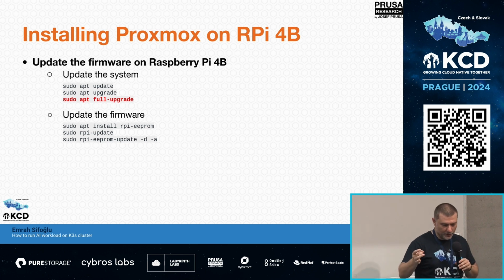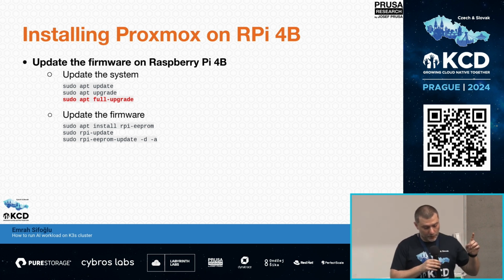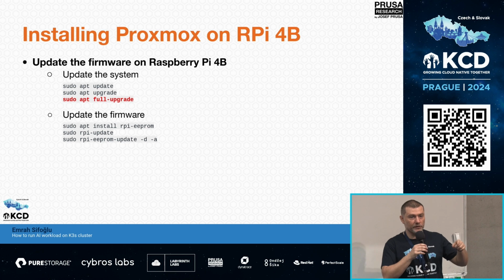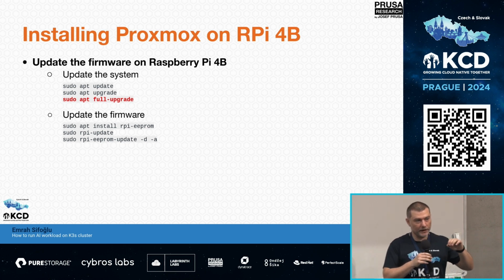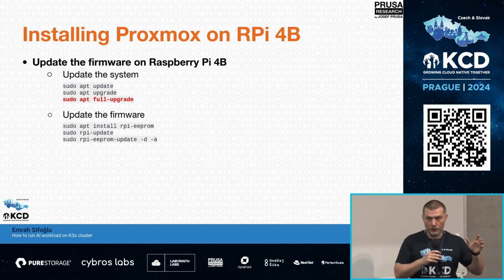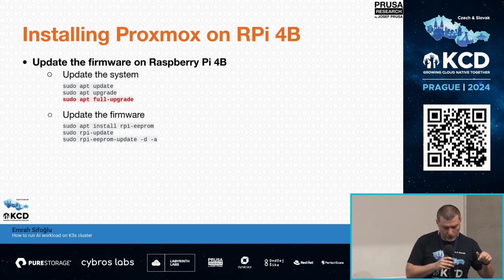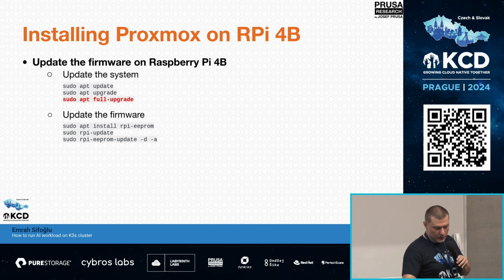You update and upgrade the operating system, and you do a full upgrade. I highlighted this one because it's kind of dangerous to do. It's not something that should be your common practice that you do all the time. But in this case, you can do it. And after that, you can install the rpi-eeprom package via the package manager, and then you can update the EEPROM.